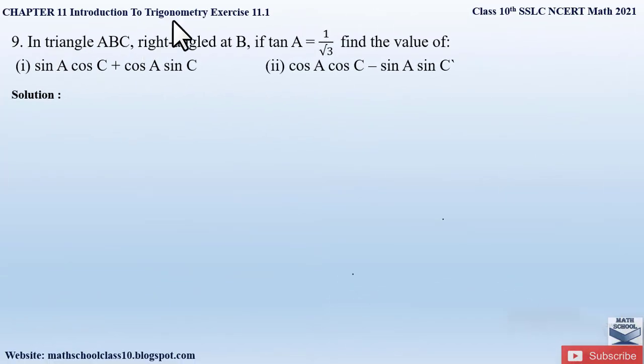Question number 9 from exercise 11.1, chapter 11, Introduction to Trigonometry says, in triangle ABC, right angled at B, if tan A is equal to 1 by root 3, find the values of sin A cos C plus cos A sin C, and the second part of the question is cos A cos C minus sin A sin C. So again, this question is very much similar to our previous question. So let us first write down what is given in the question.